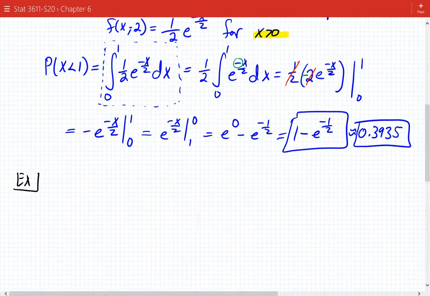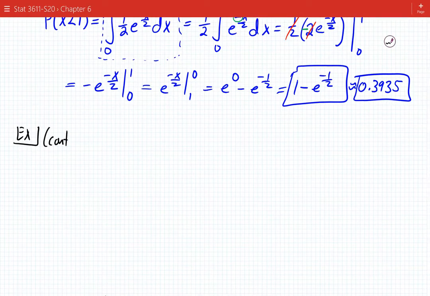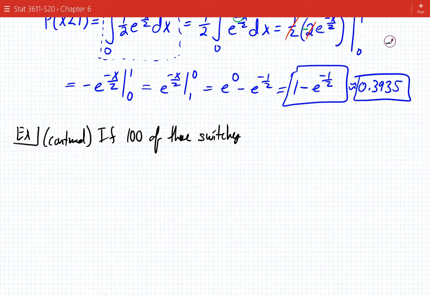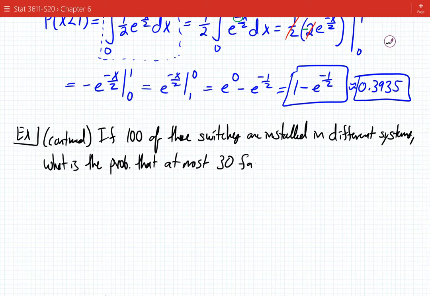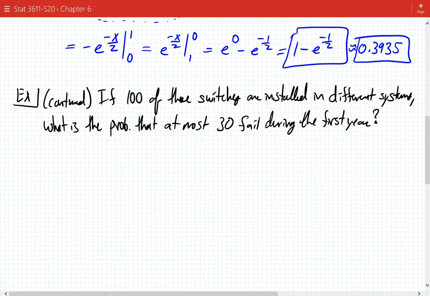Let's do one more example, and let's continue this problem. If 100 of these switches are installed in different systems, what is the probability that at most 30 fail during the first year? What is the probability that at most 30 fail during the first year?